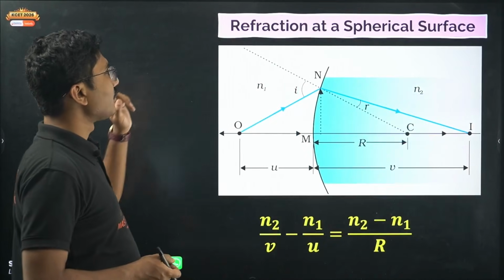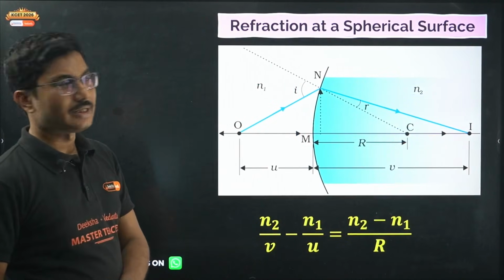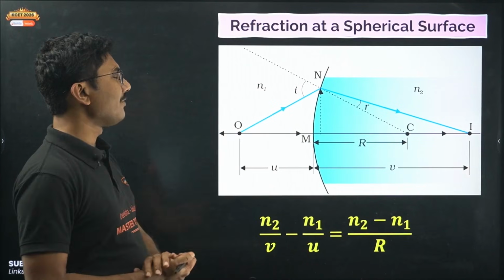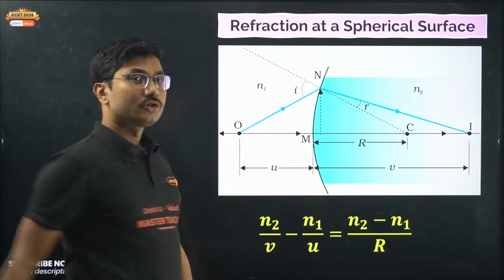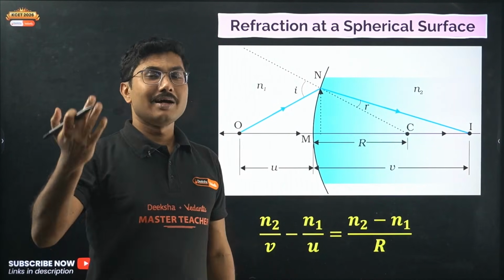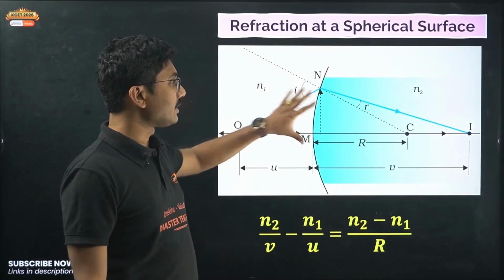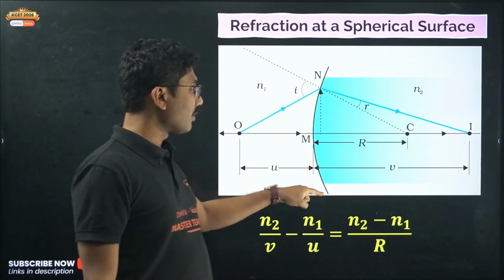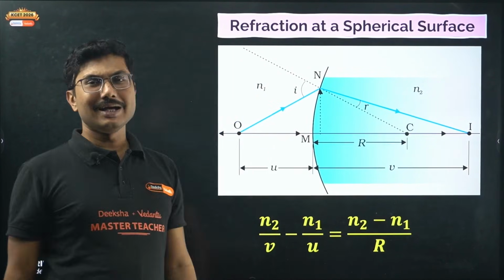Right, now let's move on to the next part, refraction at a spherical surface. Here we have a spherical surface. Now this is a solid spherical surface, unlike the mirror. It is a solid spherical surface, so this is a part of the sphere. The entire part is basically a curved glass.